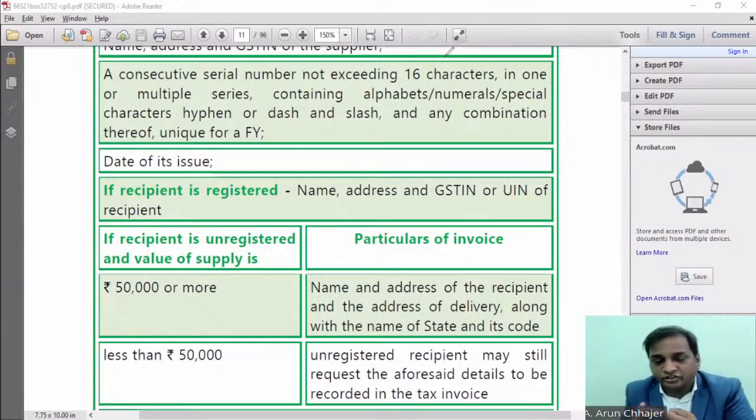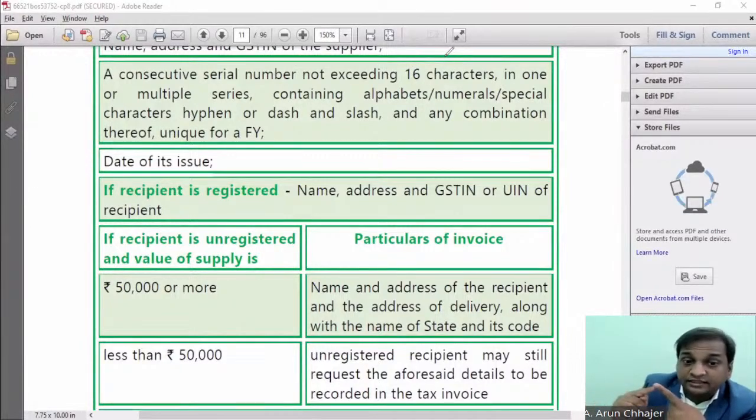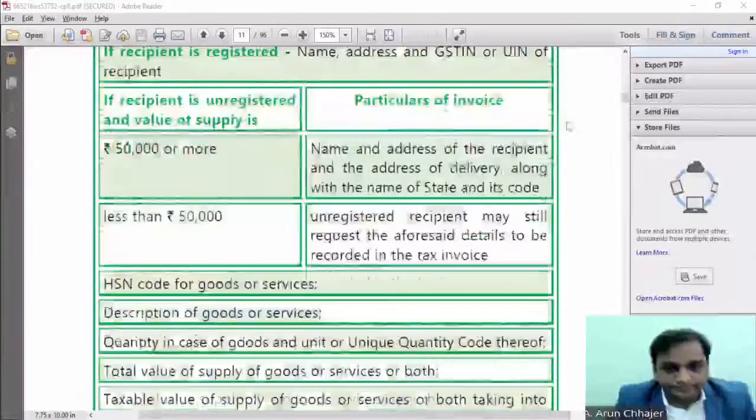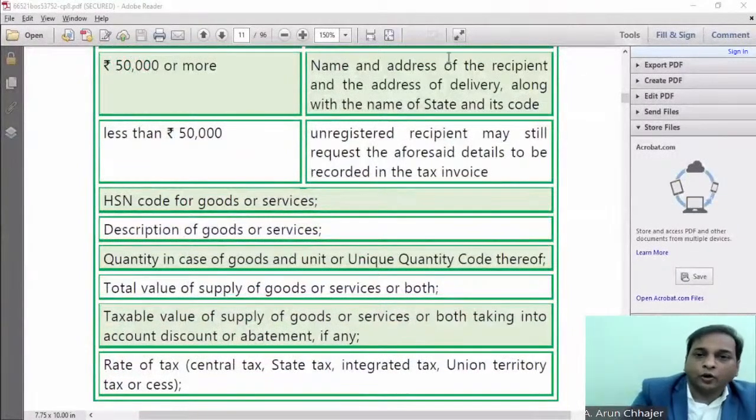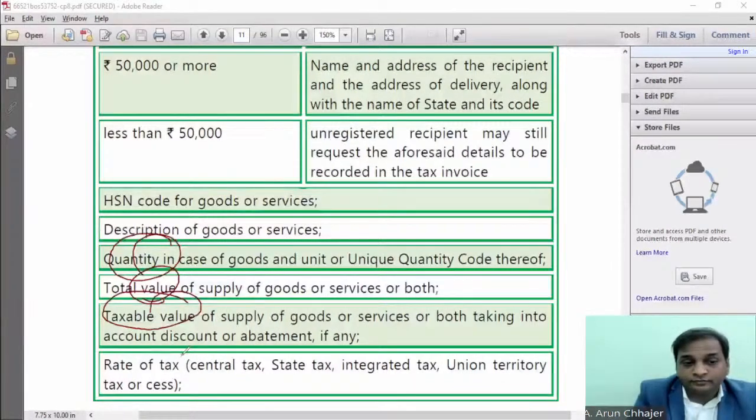If my recipient is registered, then I will issue the invoice containing the name, address, and GSTIN. If the customer is unregistered, then for invoices of 50,000 or more, I will record the name, address, and delivery address along with the name of the state and the code. If it is less than 50,000, it is optional. But yes, if the customer demands, you have to record the same. HSN code, description, quantity, total value, taxable value, rate of the taxes.